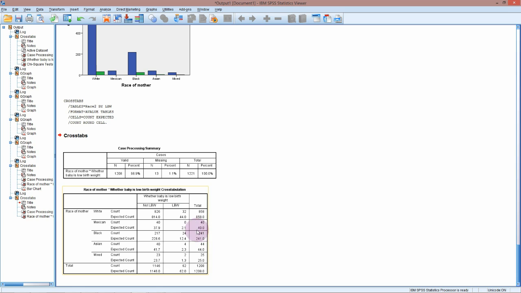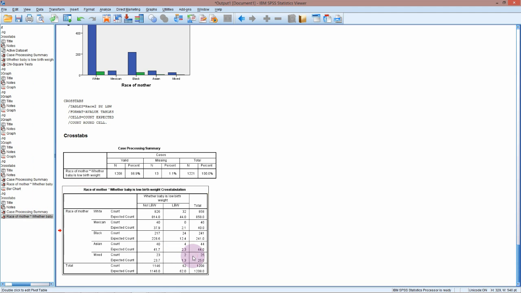And so that would say if there was no relationship between race of the mother and whether the baby was low birth weight, we would have expected to have found about 2 low birth weight to the Mexican mothers, 12 to the black mothers, about 2 to the Asian mothers, and about 1.3 in the mixed category. Now, actually, what it seems like we got a lot more low birth weight babies to the black mothers than we would expect. We got about double. And we also had a lot fewer white low birth weight babies than we would have expected. And the question now is, is this statistically significant?